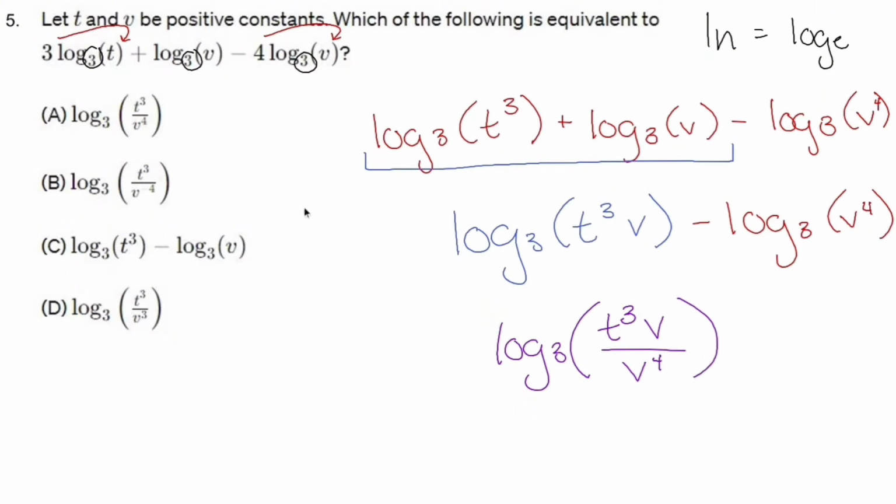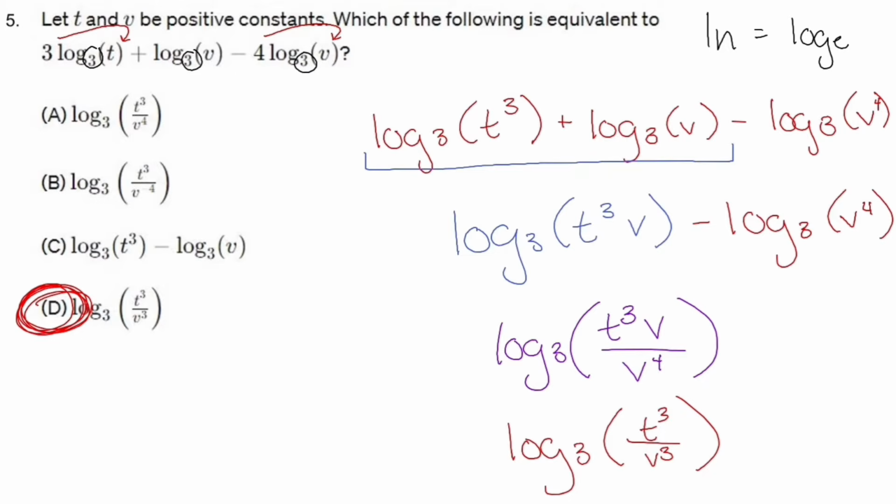And if you're looking at these options and you don't see that as an option, that's because you didn't simplify the fraction, you rascal. I have a v in the numerator and 4 v's in the denominator. Don't you get rid of a v from each? You do. And you get log base 3 of t cubed over v cubed. And that would be U. Lots of threes. Lots of threes. Kind of like what Steph Curry does on the court.